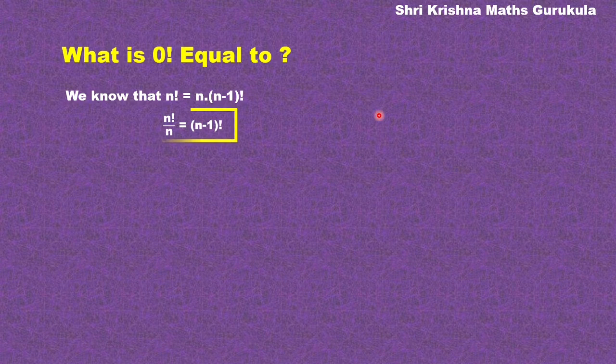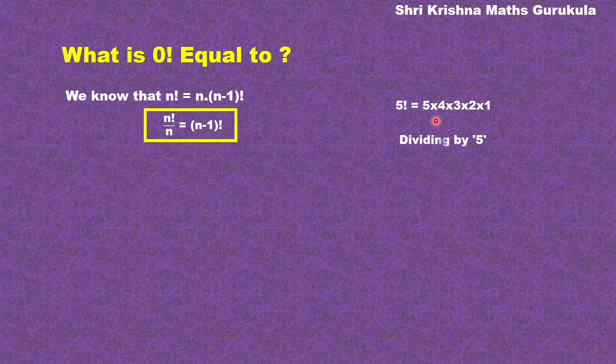Yes. Just to understand, I'll give you an example. When we have to write 5 factorial, what do we write? 5 into 4 into 3 into 2 into 1. If we divide the whole equation by 5, what do we get? 5 factorial by 5 is equal to 4 factorial because we have divided by 5. So what are we left with? 4 into 3 into 2 into 1, which is 4 factorial. So 5 factorial by 5 gives us 4 factorial.